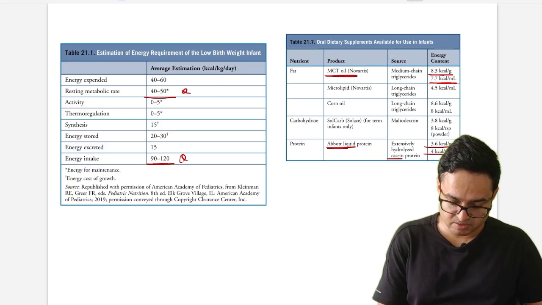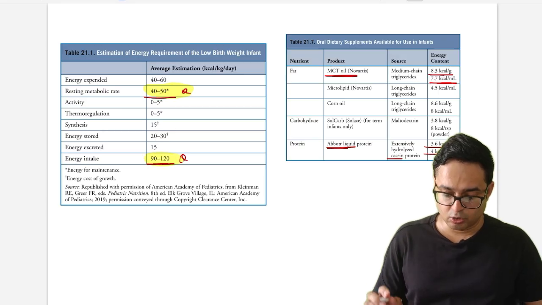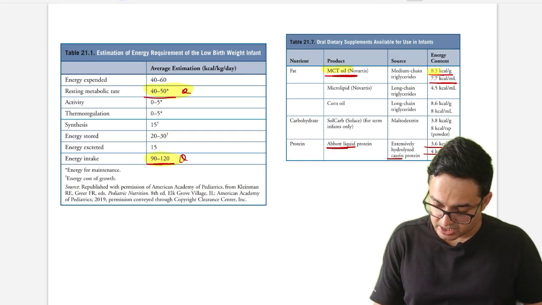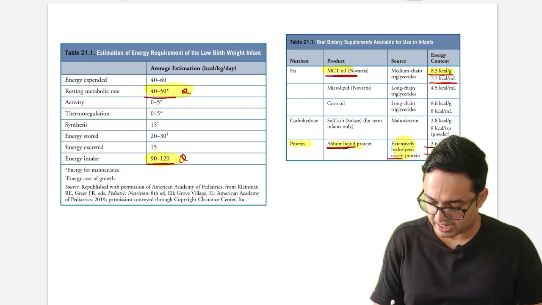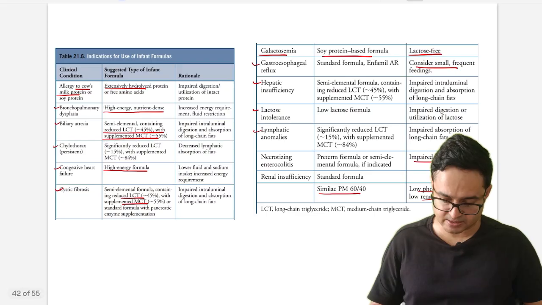From my side, just remember resting BMR is like 40 to 50 kilocalorie per day. Energy intake is 90 to 120 kilocalorie per day. Okay, MCT oil contains 8.3 kilocalorie per gram energy content. And protein, like Abbott Nutrition's extensively hydrolyzed casein formula, is 3.6 kilocalorie per gram. So just remember these values, might be asked in exam.